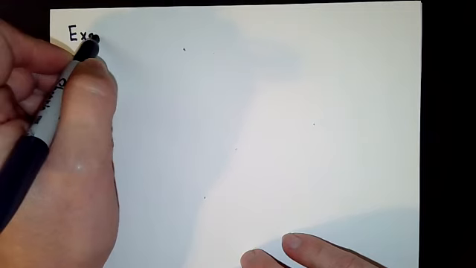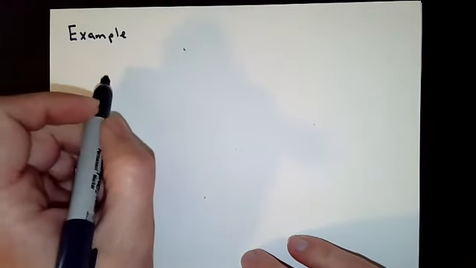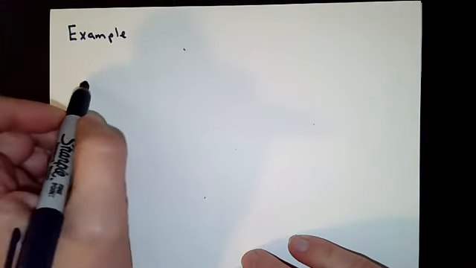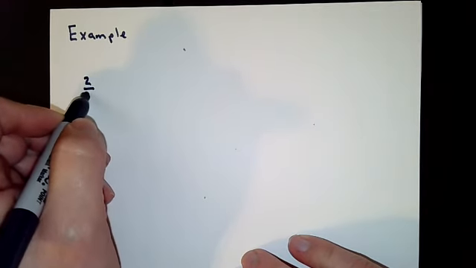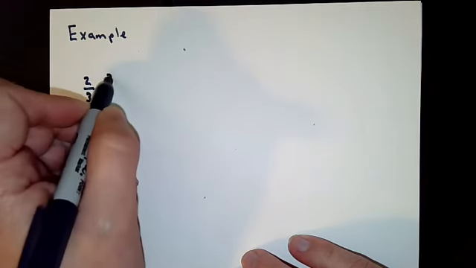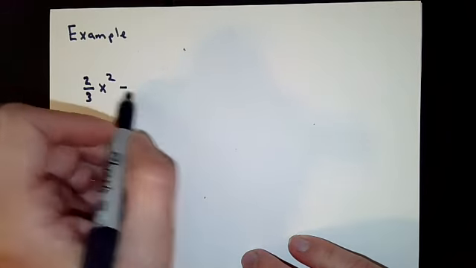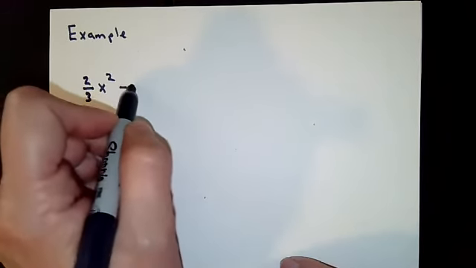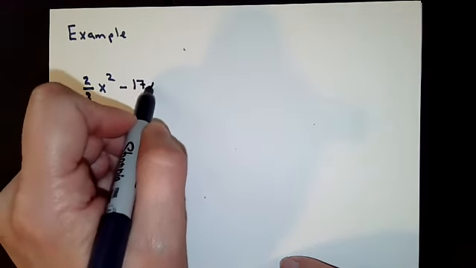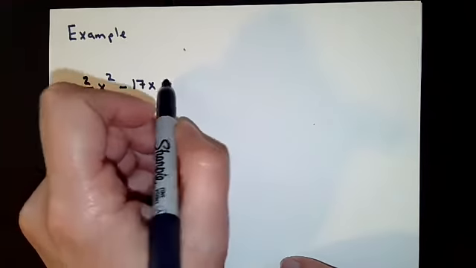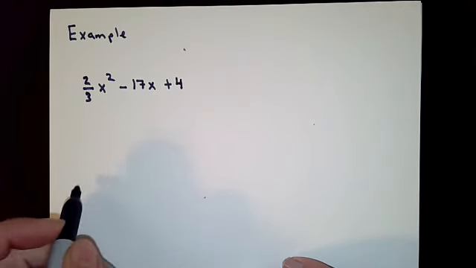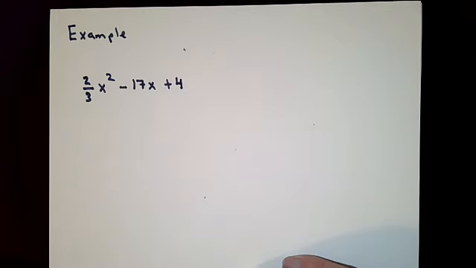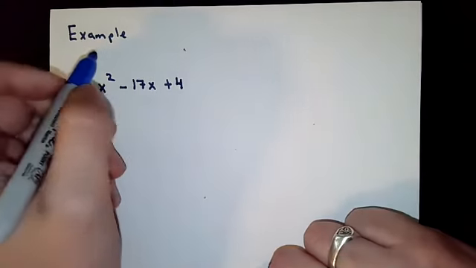All right, so I'm going to do another example here. This time, we're going to complete the square on 2/3 x squared minus 17x plus 4. All right, we know that we have to match up with the perfect square form.